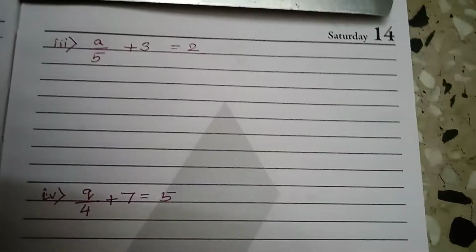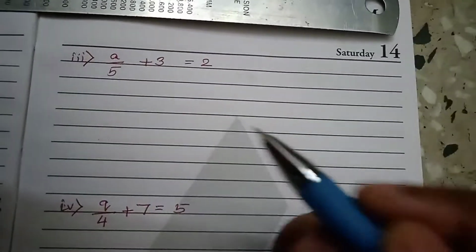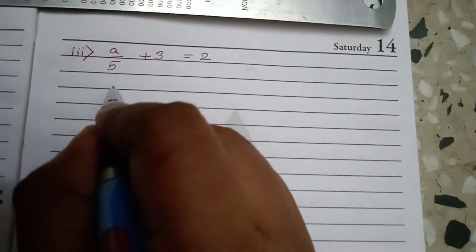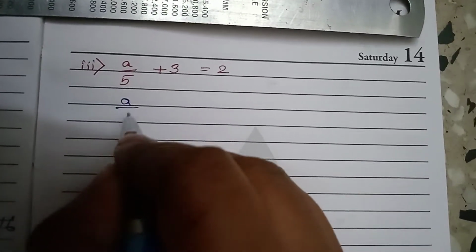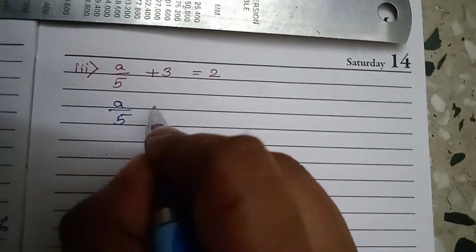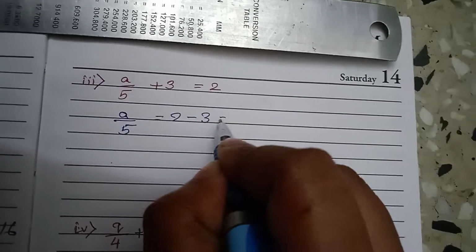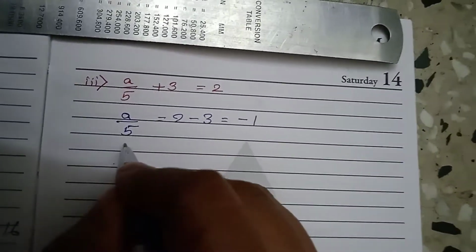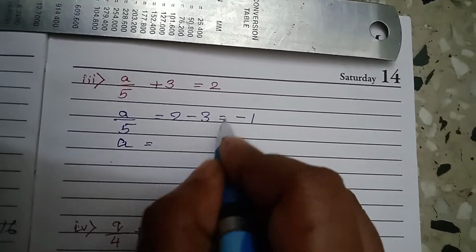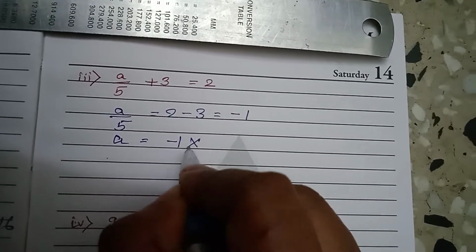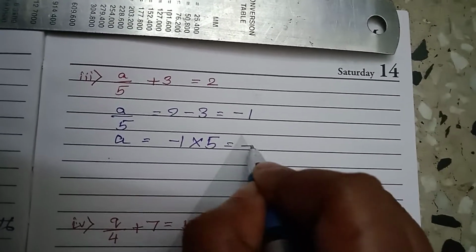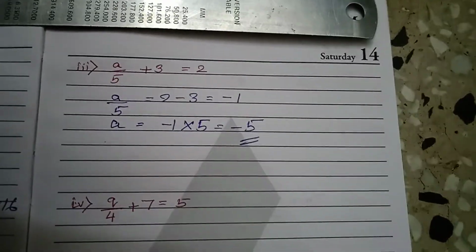Next question. A by 5 plus 3 is equal to 2. So here I have A by 5. 3 goes on the other side, becomes 2 minus 3. This is equal to minus 1. A by 5: so 5 goes on the other side, becomes into 5. That is equal to minus 1 into 5, minus 5.